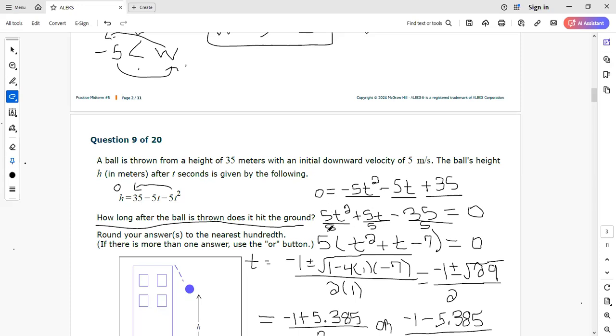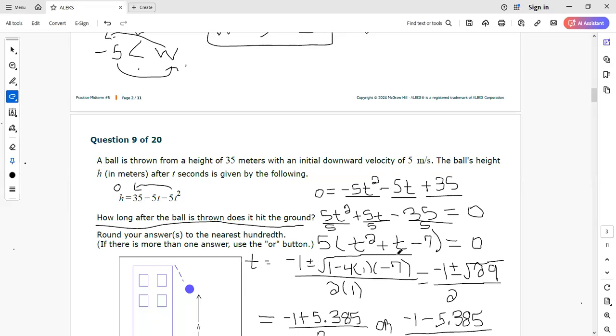So the 5's here cancel. We have t squared for our first term. We factored out the 5. Here we have 1t for the 5t because we factored out the 5. And then negative 35 divided by 5, that gives us negative 7. We factored out the 5. T squared plus t minus 7.